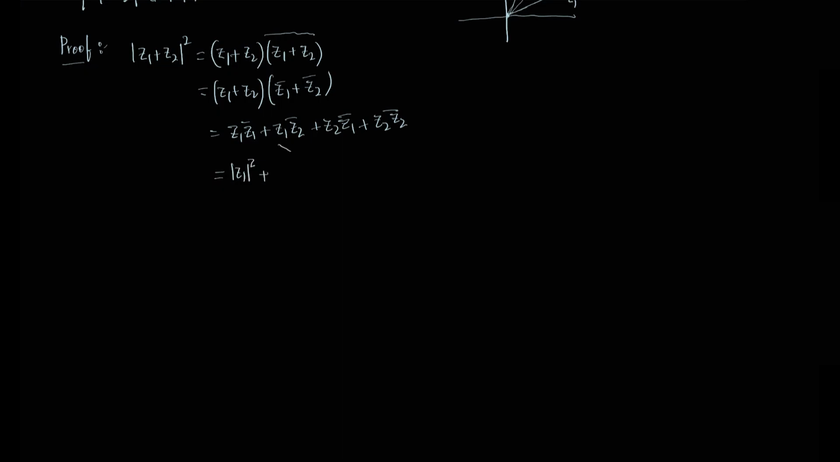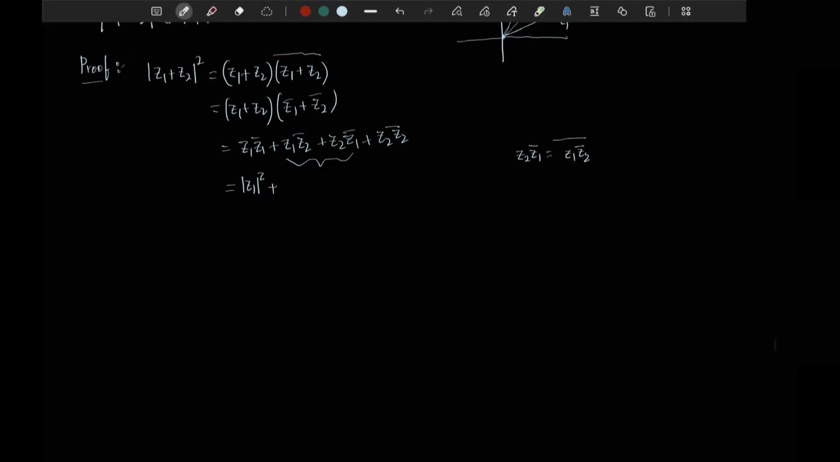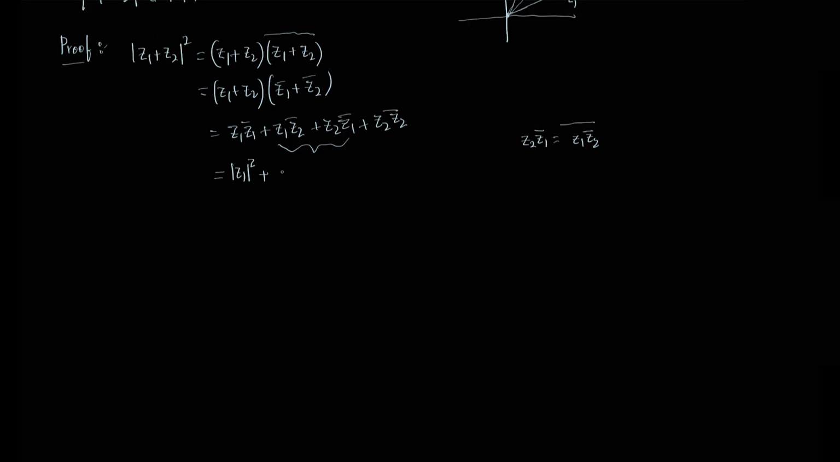The second and the third one, these two things, what we will do is this. If you look at it properly, Z2 Z1 bar can be written as the conjugate of Z1 Z2 bar. So I will write it like this: Z1 Z2 bar plus the bar of Z1 Z2 bar, where I am saying bar as conjugate, plus mod Z2 square. Since mod Z square is nothing but Z times Z bar.